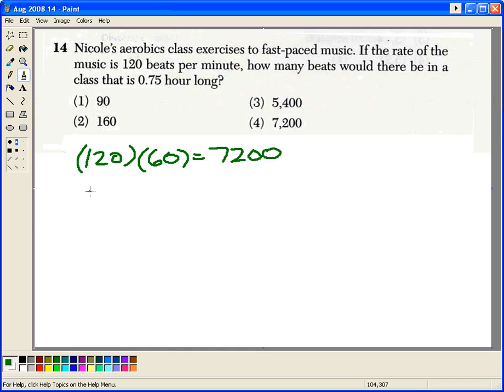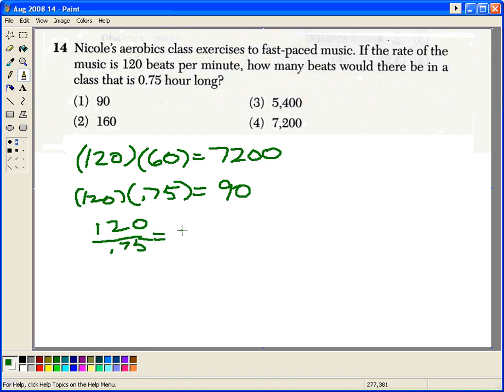If I were to take 120 and multiply it by 0.75, well, in this case, I would get 90. If I were to take 120 and just divide it by 0.75, I'm going to get 160.